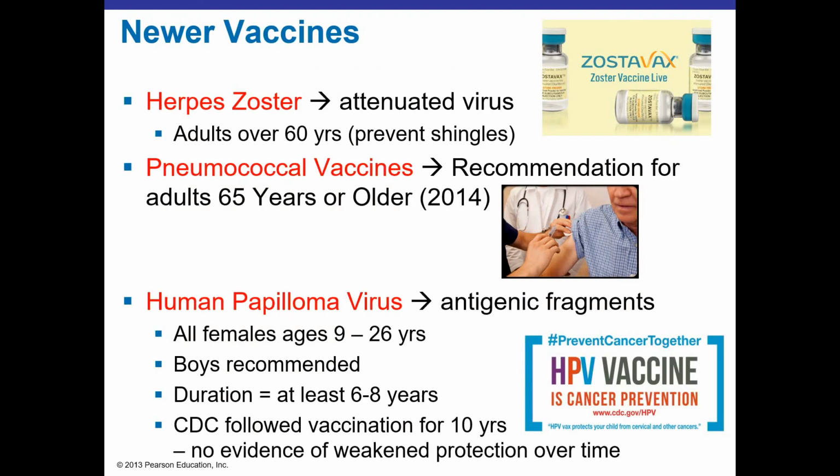Some of the newer vaccines, the herpes zoster is now being recommended for adults over 60 to prevent shingles. So if you have grandparents, you want to make sure that they are aware of these types of vaccines. It is also recommended that those over 65 get the pneumococcal vaccine. That has been a recommendation since 2014.